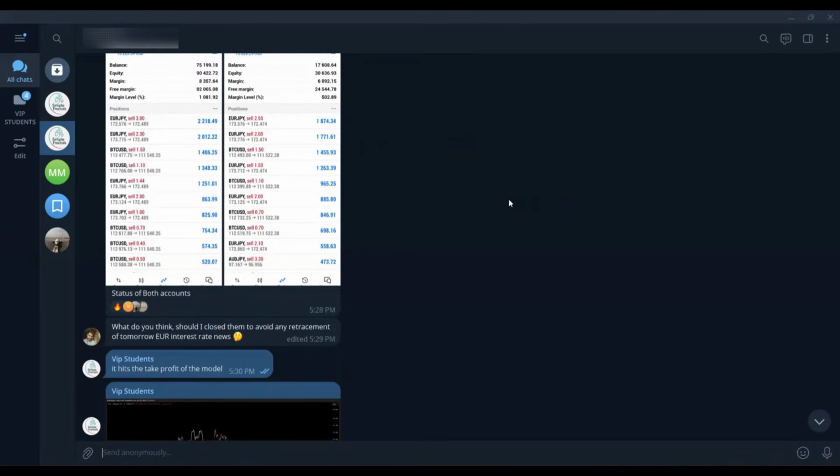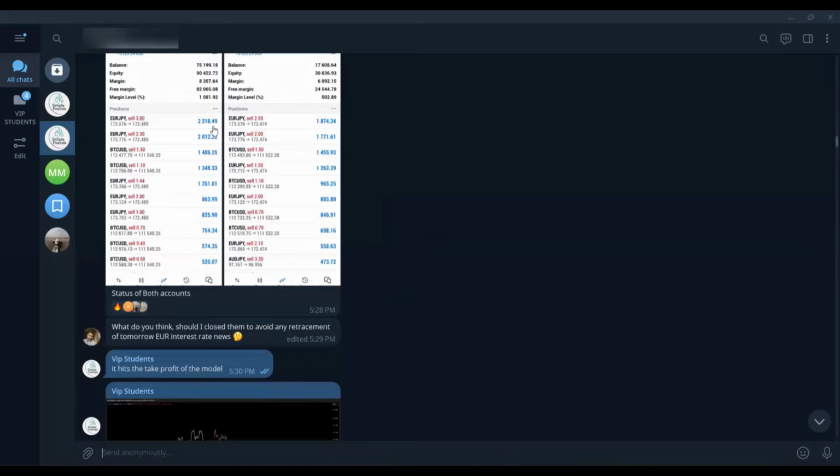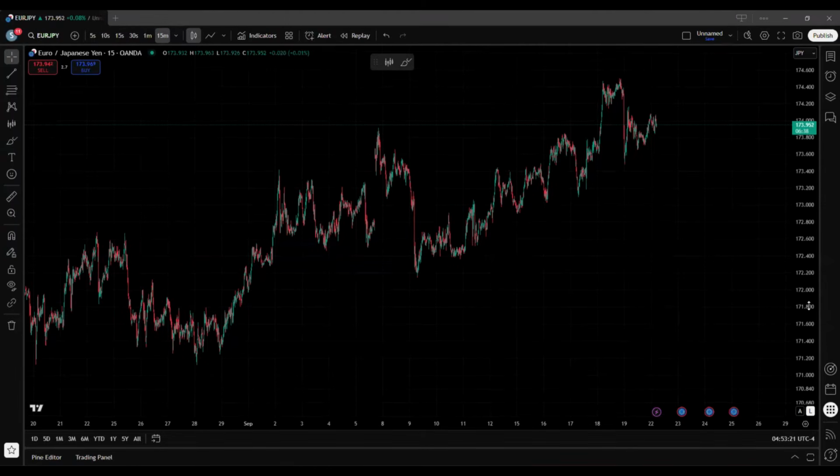Hello everyone. So today we'll see how one of our students has made $30,000 in 2 days. So this was on the first account, $15,000, and on the second account, it was $13,000. All his trades were on the EuroGPY. So this is the EuroGPY chart.